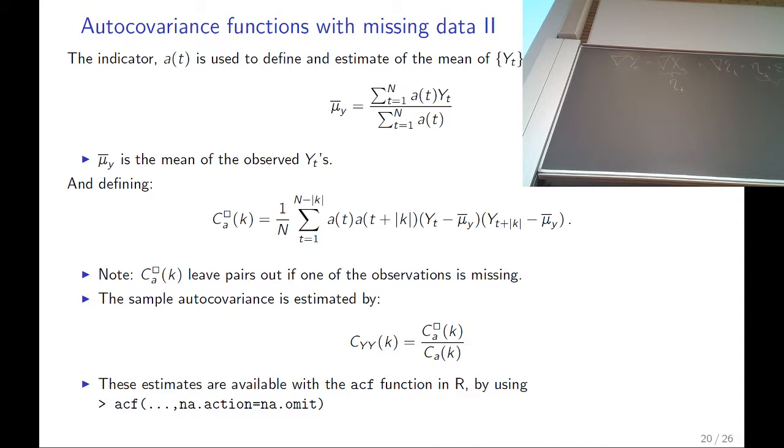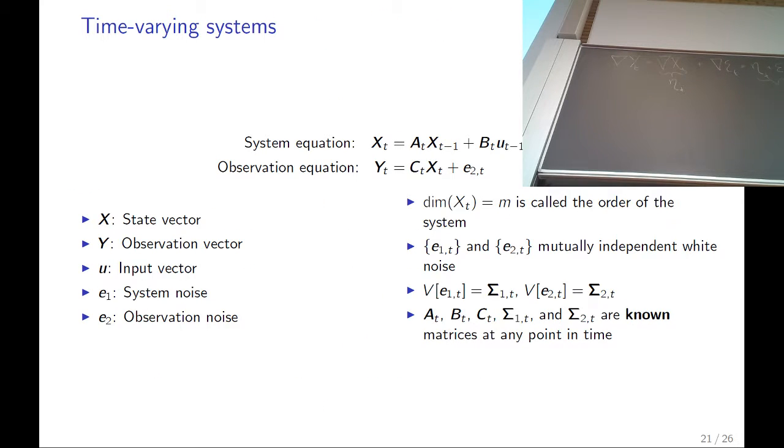So that's what you do, and if you do the ACF of something, and there are NAs, it will give you an error of some kind, unless you say that the NA action is na.omit. That's doing exactly that: use everything that you can, and normalize with the appropriate thing. So that's what you do, it works.